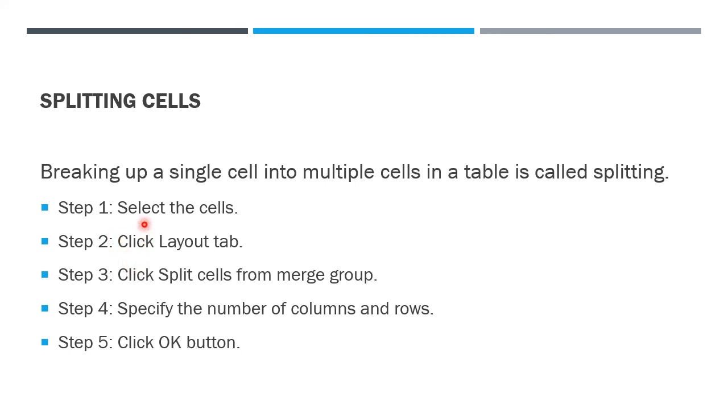Now let's see the steps. Step 1, select the cells. Step 2, click the Layout tab. Step 3, click split cells from the merge group. Step 4, specify the number of columns and rows. And step 5, click the OK button.